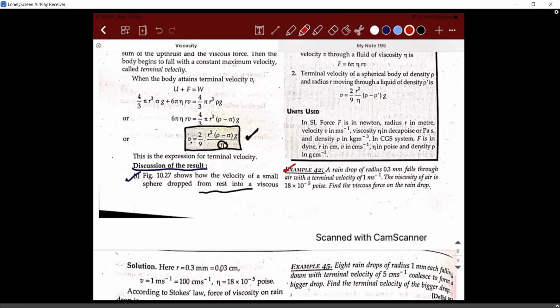The viscosity is 18 into 10 power minus 3 poise. Minus 3. Sorry, minus 5. 18 into 10 power minus 5 poise.